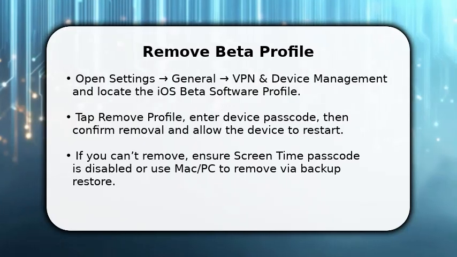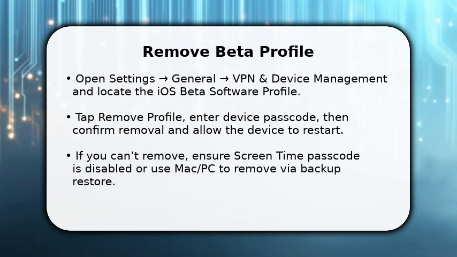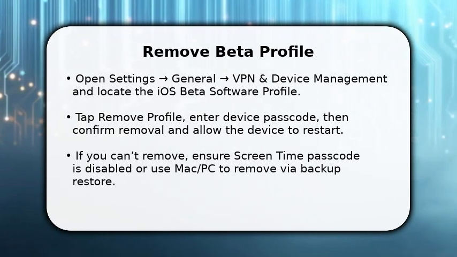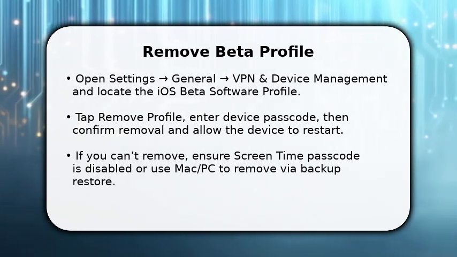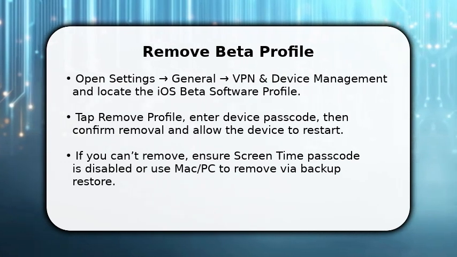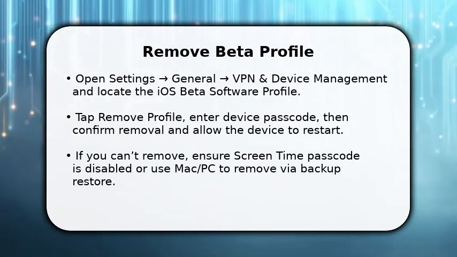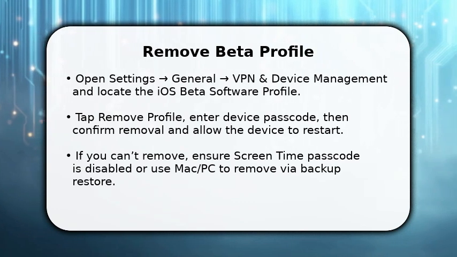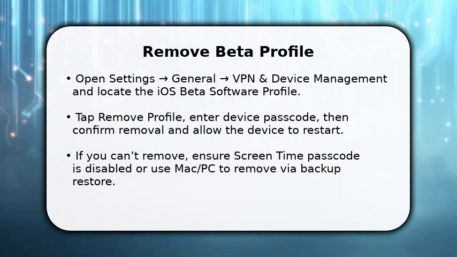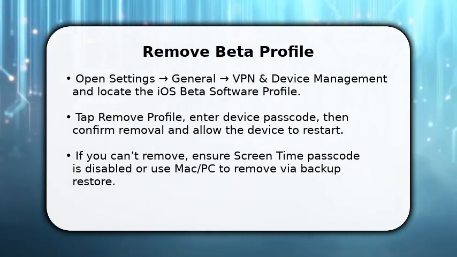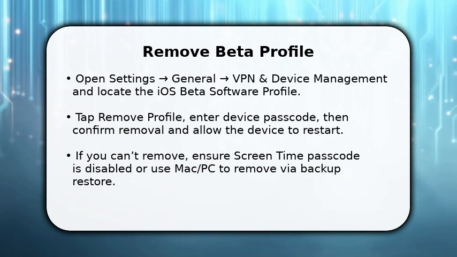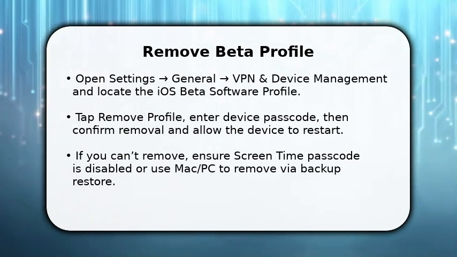You start by removing the beta profile so the device stops receiving test updates. Go to Settings, General, VPN, and Device Management, find iOS Beta Software Profile, and tap Remove Profile. Enter your passcode when prompted, then confirm removal and restart the device. Once done, make sure automatic updates are off until you choose a public build.